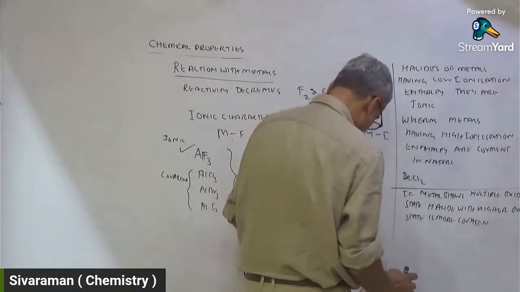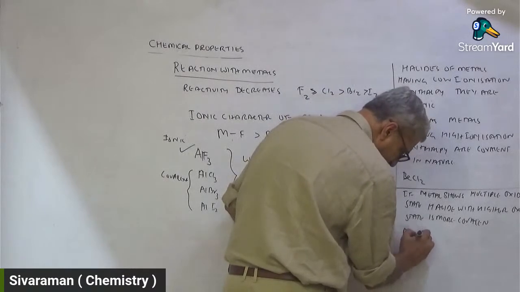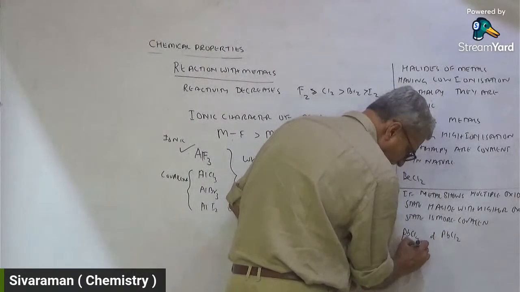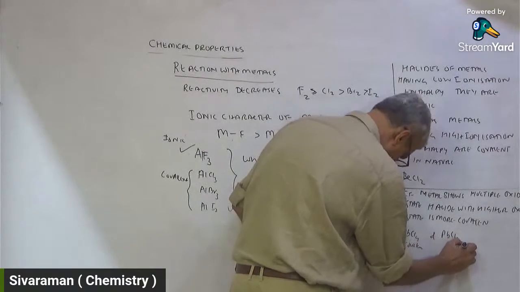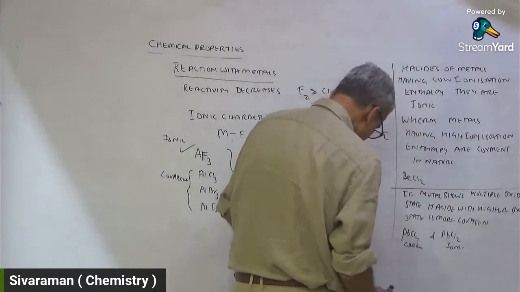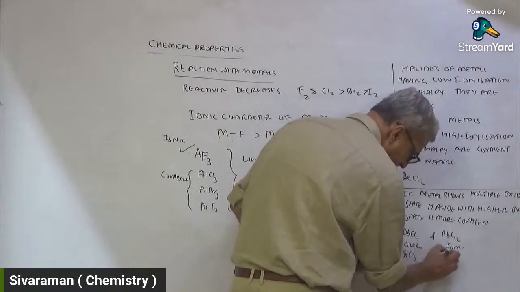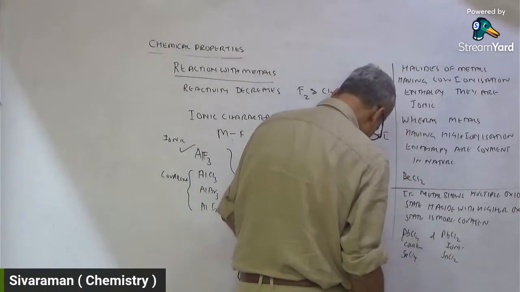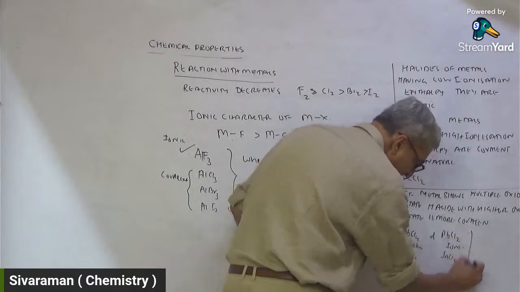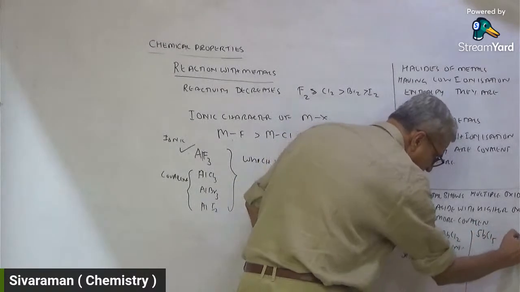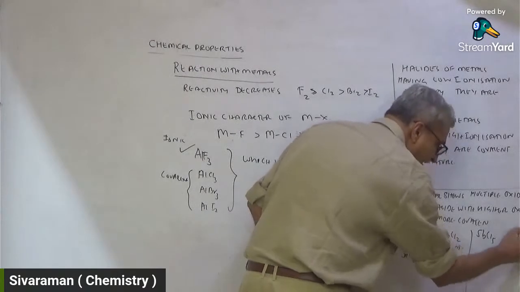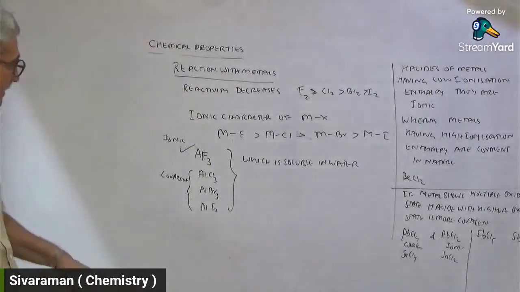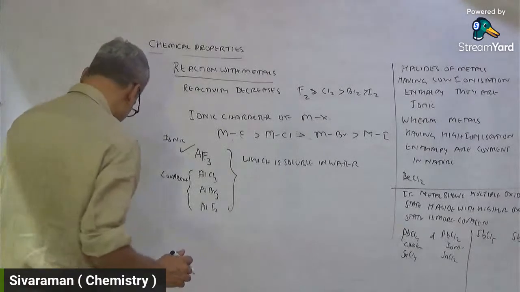For example, we have PbCl4 and PbCl2. This one is covalent and this is ionic. They are going to get you in trouble like this. You have SnCl4 and SnCl2. Then you have SbCl5 and SbCl3, antimony chloride. So this kind of question can be asked.